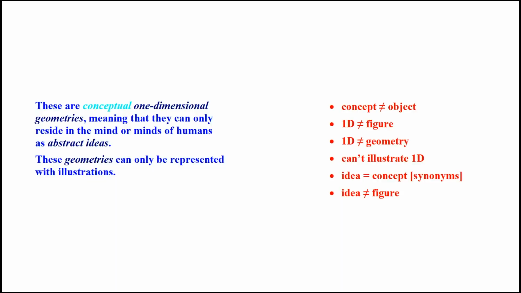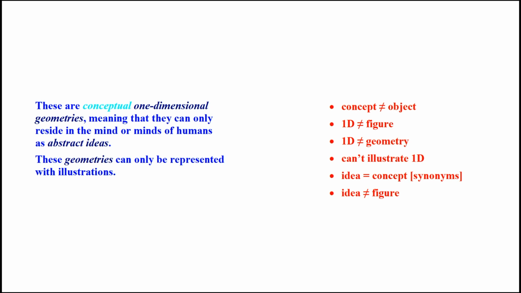Okay. And then he moves on to the next issue, which is the conceptual issue. He says, these are conceptual, one-dimensional geometries, meaning that they can only reside in the mind or minds of humans as abstract ideas. But we have a problem because a concept is not an object. Okay, so if he's going to talk about figures, there's no such thing as a 1D figure. And if it's a 1D figure, it doesn't belong in geometry. Okay, you can't illustrate the 1D.